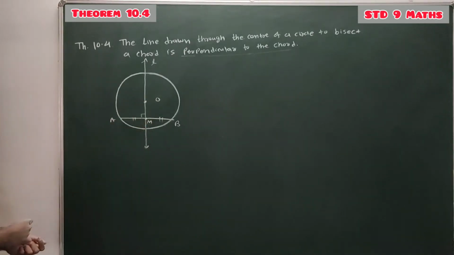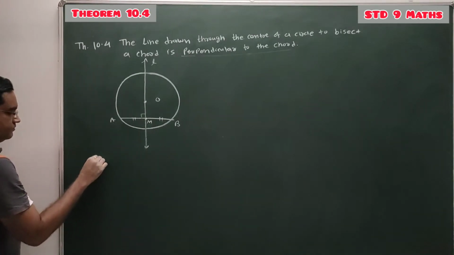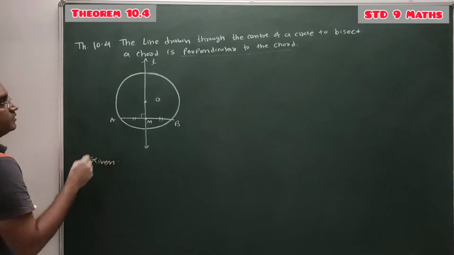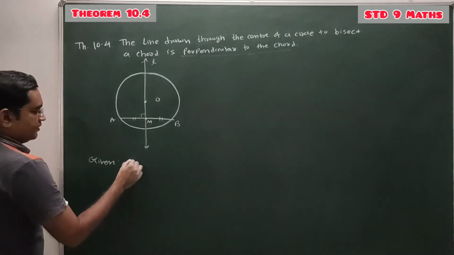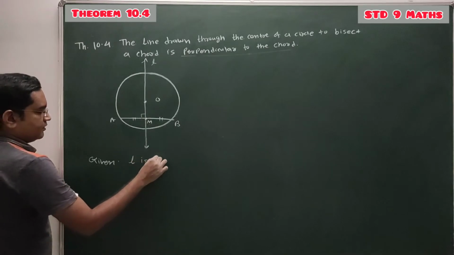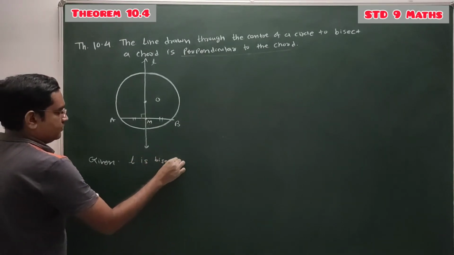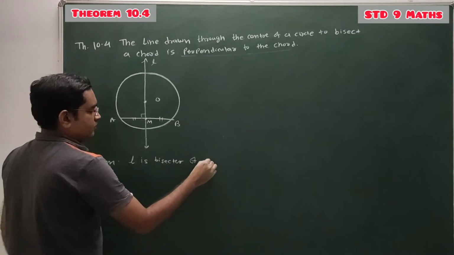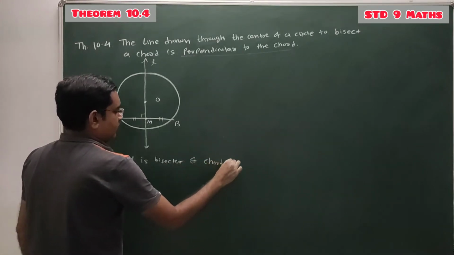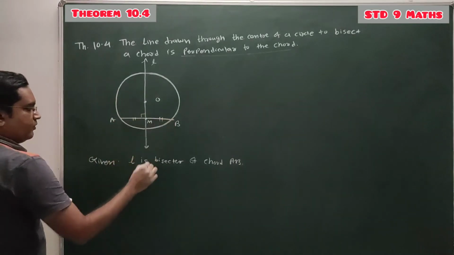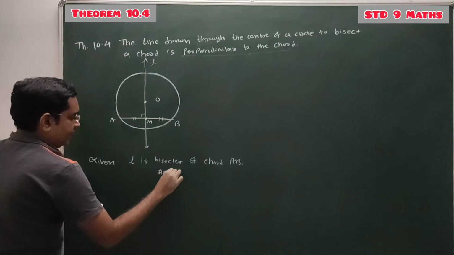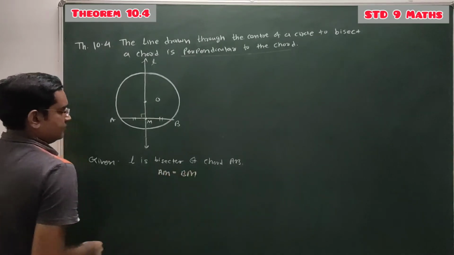This is a circle with center O. This is given. So now, given: a line drawn through the center of the circle bisects the chord. Here line L is the bisector of chord AB. That means M is the midpoint of AB, and here we can write AM equal to BM.